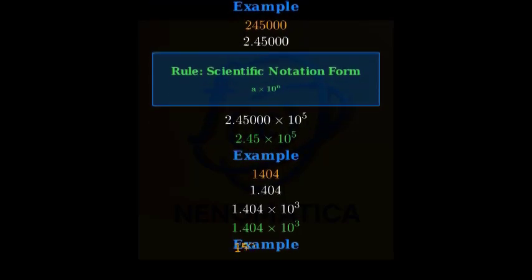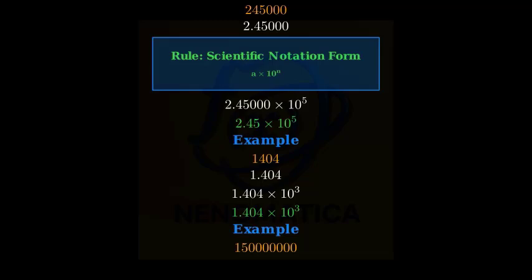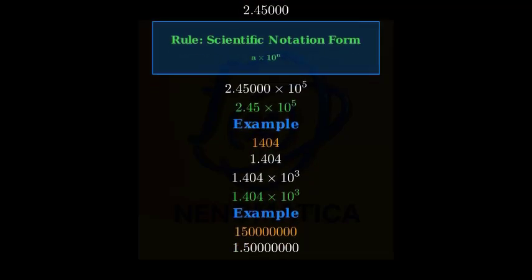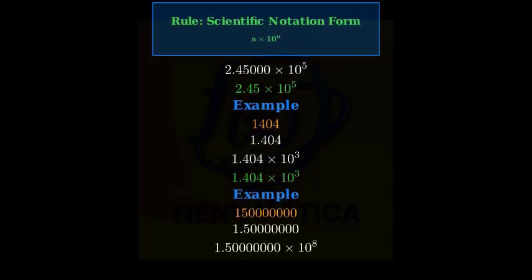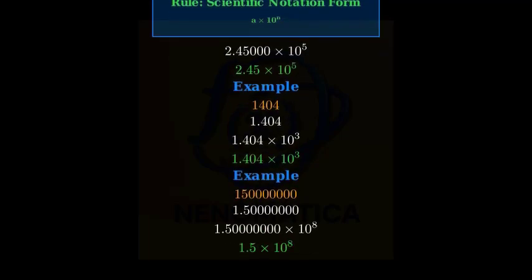Our third example is the number 150 million. Following the same process, we place the decimal point after the first non-zero digit, which is 1. Counting the number of places we moved the decimal point, we find it's 8 places to the left. So we multiply by 10 to the power of 8. Therefore, 150 million in scientific notation is 1.5 times 10 to the power of 8.